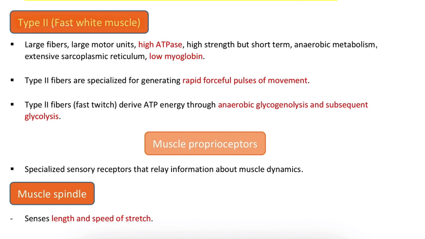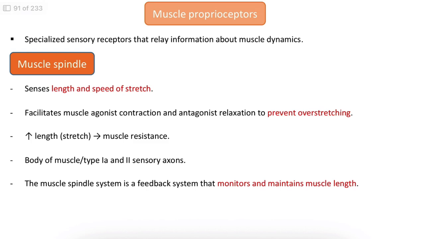The clinical importance is that these fibers store glycogen and generate ATP via anaerobic glycolysis, making them prone to quick fatigue but excellent for brief bursts of energy. Now we are going to discuss muscle proprioceptors, how your body senses muscle length and tension. This is crucial for motor control and injury prevention.